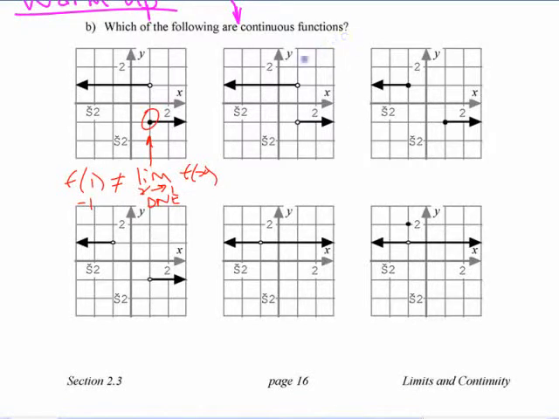The second one here looks exactly the same, except it's not defined at that point. Is this one a continuous function? This is still a discontinuity, but it's a continuous function. So this was a no. This was a yes, because it's not defined for this point down here.